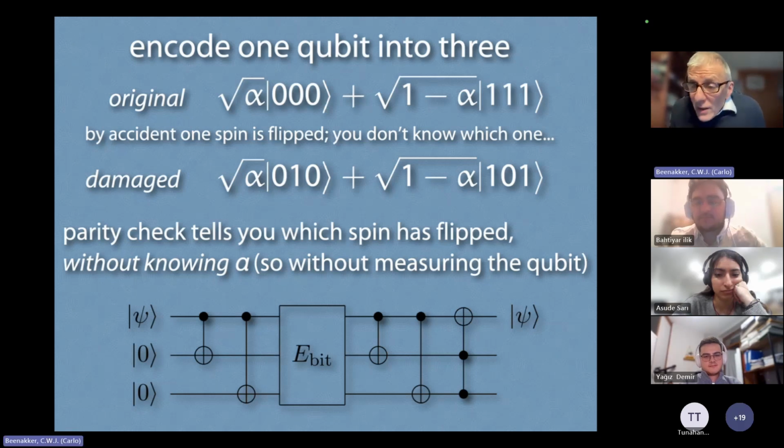Perhaps none is flipped, but if one is flipped, then one is flipped. Which one? Here's what I do. I just do a parity check. The parity check is a simple circuit. Here you see it's just a bunch of CNOT gates.